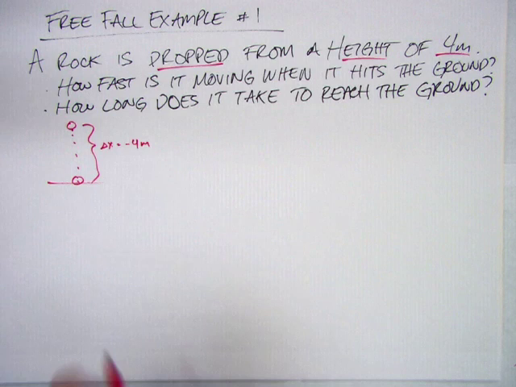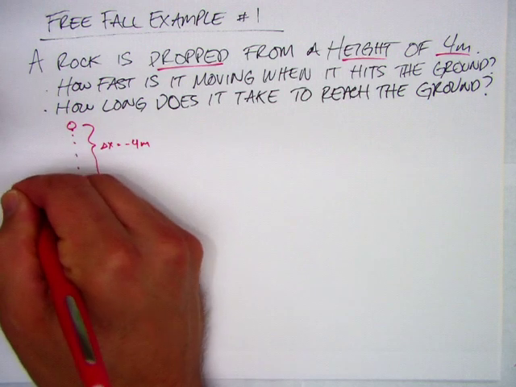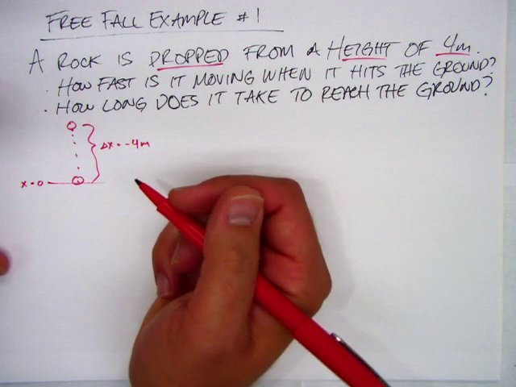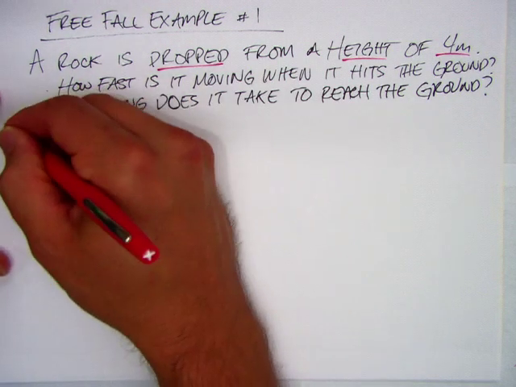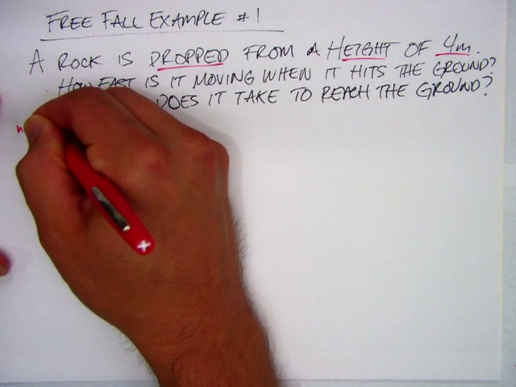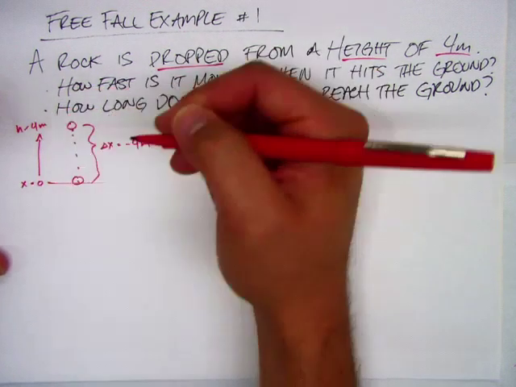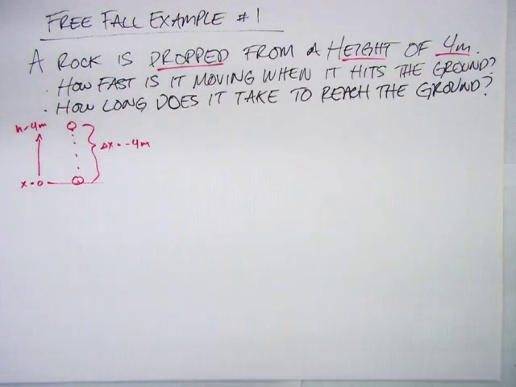If we're doing a free fall problem, you can always assume that the ground is a position of 0. So this is a height of 4 meters. So my change in position is going from 4 to 0. So we're going to use that as a typical way to set up a free fall problem. Okay, so delta x is negative 4.